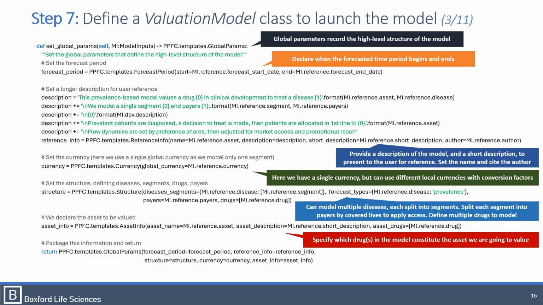Now, we could model multiple drugs in our simulation if we wanted to look at competitor sales as well as ours, but particularly when we look at valuation, we say what's the specific subset of drugs and its description that defines the asset that's of primary interest to us. Then we package all this information into the template of global parameters and return it.